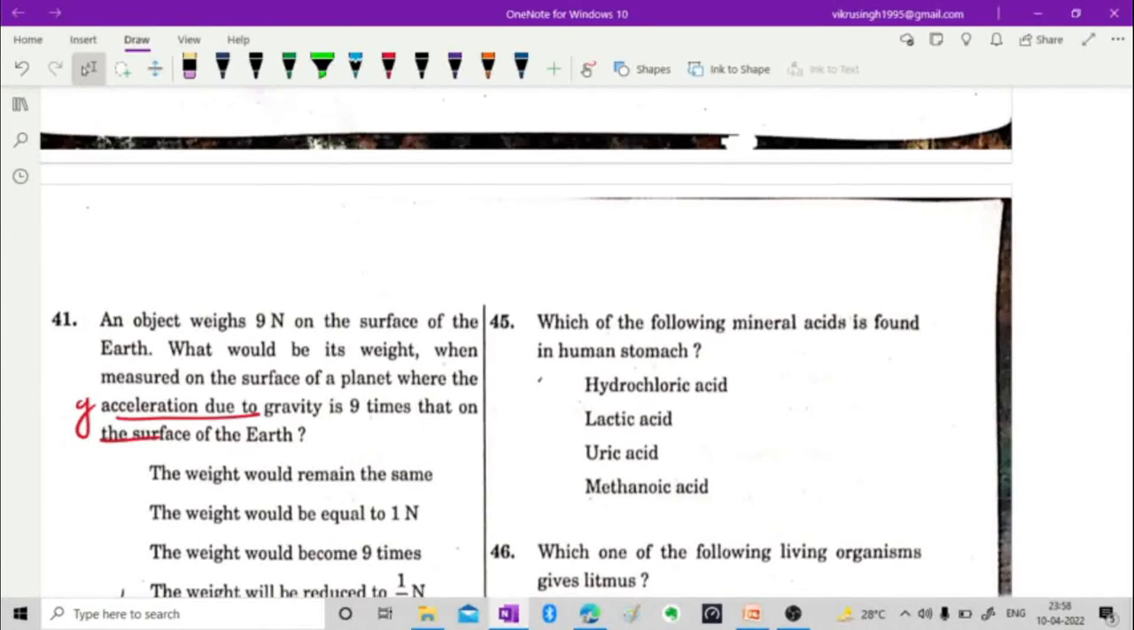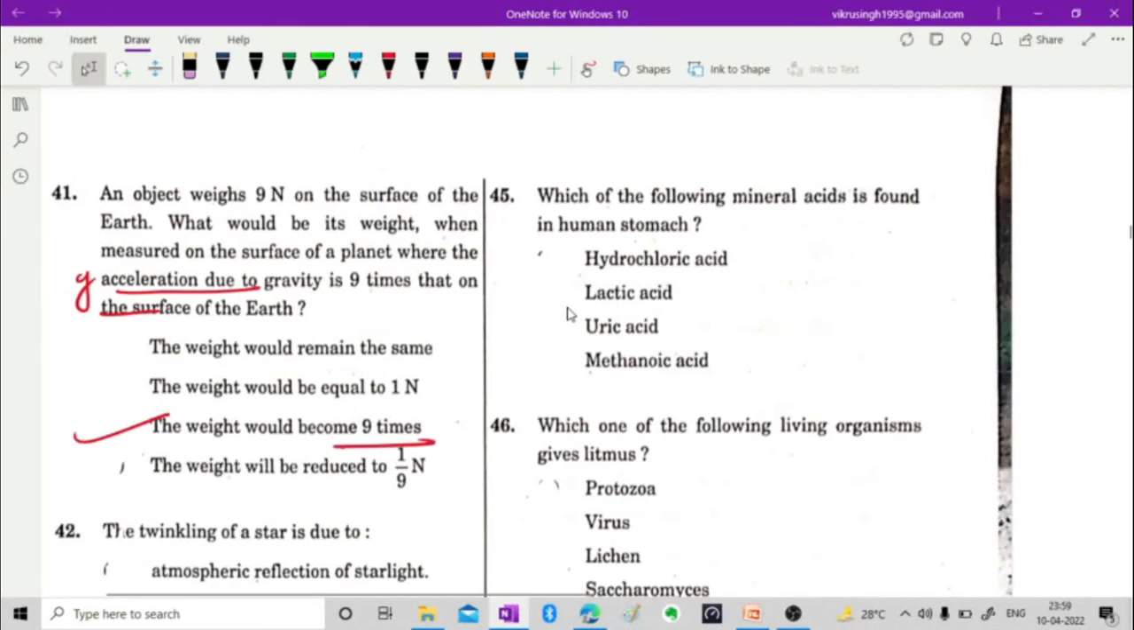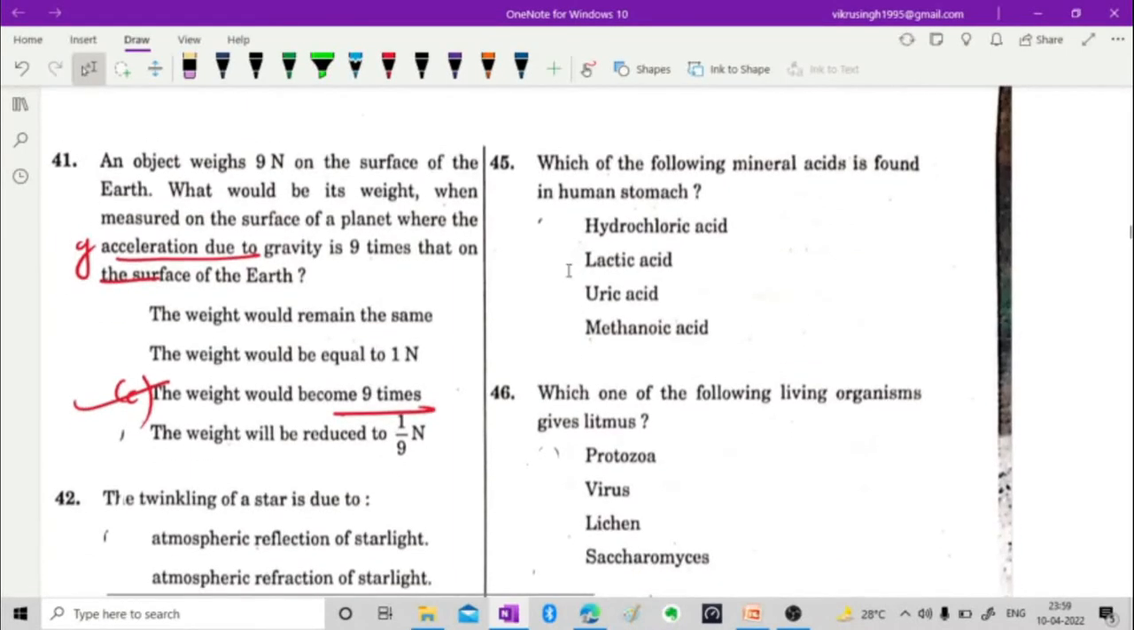This is a very good question from science. So can you think of it? What should be the correct option? General science questions बहुत ही catchy होते हैं, बहुत ही easy to get होते हैं. So with less amount of time investment, you can score much more good marks in general science questions. If it is like this, the weight would become 9 times. Correct option is C.